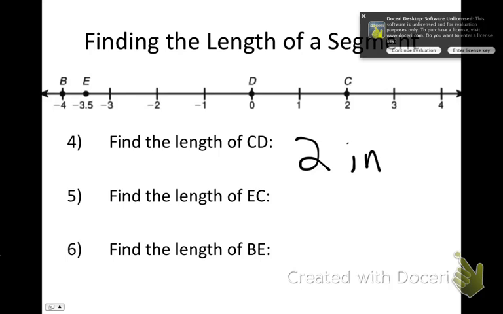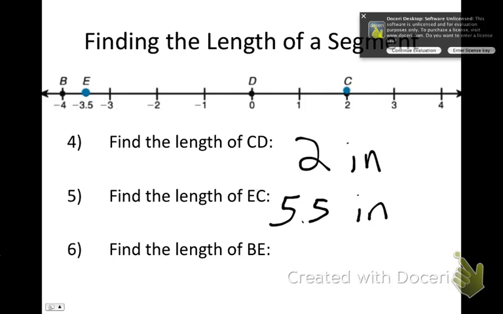Okay, so now I'm looking here from E to C. What would my answer there be, Kendrick? Nice job. 5.5 or 5.5 inches. Nice job.